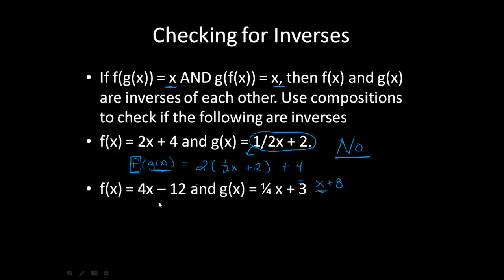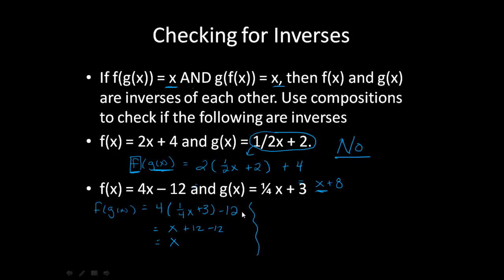Okay, let's try the second one. So I've got f of x is 4x minus 12 and g of x is 1/4 x plus 3. So I'm going to start by doing f of g of x first. So I'm going to rewrite my f function with empty parentheses and then plug my g function in here. Simplify that out, so distribute the 4 and you're going to have x plus 12 minus 12. Simplify that further and we get x. Now this one has potential because the first composition worked.